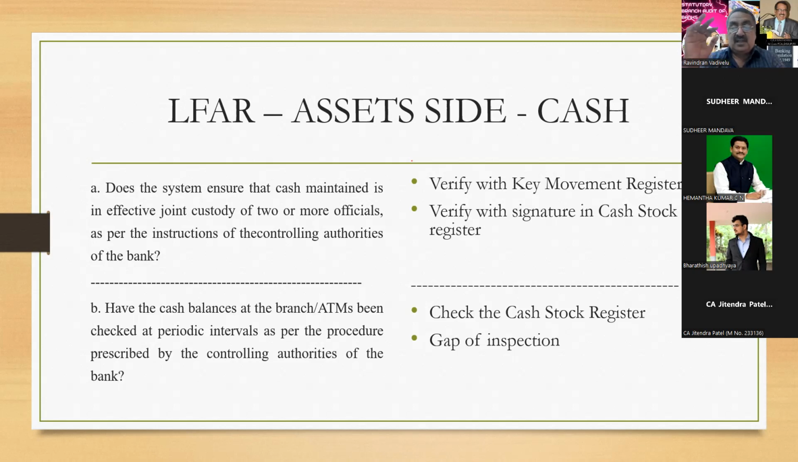will come to the branch and do the cash verification. For that also, they have to put the acknowledgement. That also you can get from the cash stock register. And you have to see the gap of inspection. What is the gap? You can even report that the cash was verified on these dates. You can give the list.